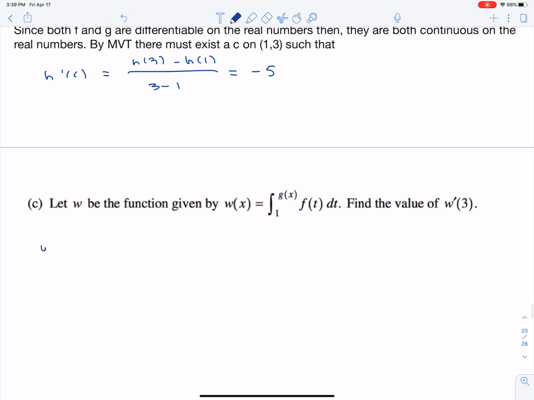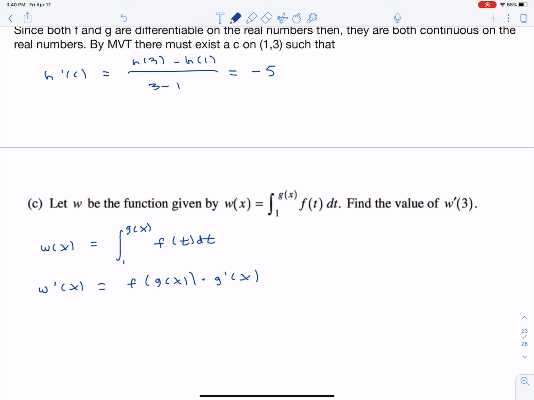So we were given W of x equals this integral. So what I'm going to do now is take the derivative of both sides. In other words, W prime of x equals, I think you'd agree, the derivative of this thing. So this is the second fundamental theorem of calculus. So this becomes f evaluated at g of x, but we're going to be doing the chain rule because g of x is a function, so times g prime of x.